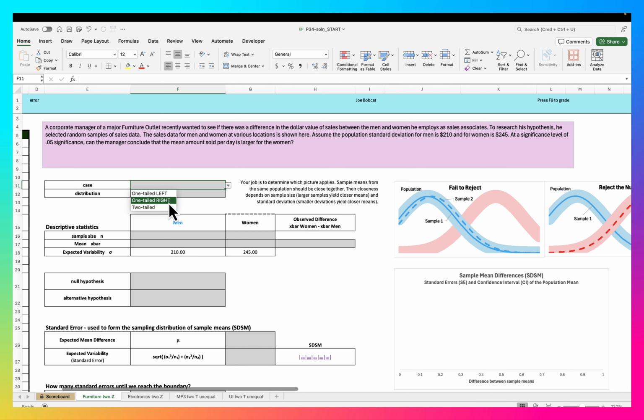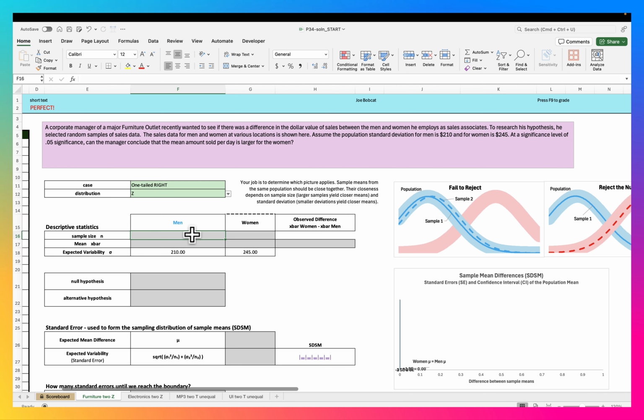The case is going to be one-tailed, because we're testing to see if the women are selling more than men. The distribution here is a Z distribution. You know that because I told you, but you also know it because we're given the standard deviation. Whenever you're given the standard deviation, that makes it a Z distribution as opposed to a T distribution.